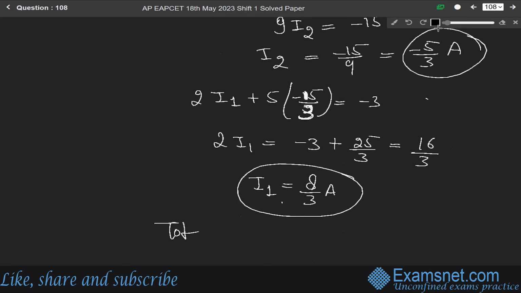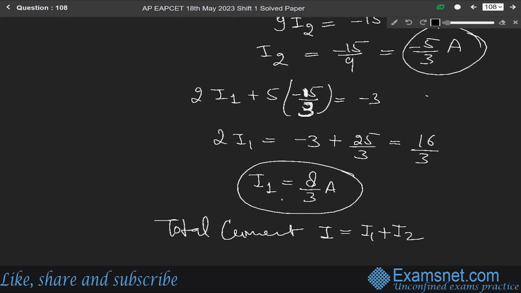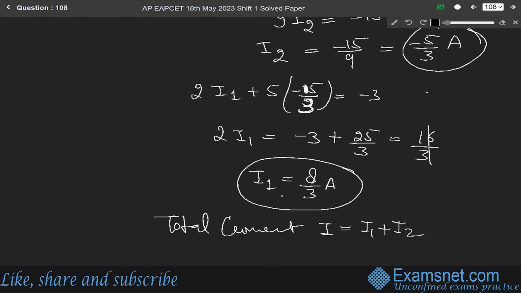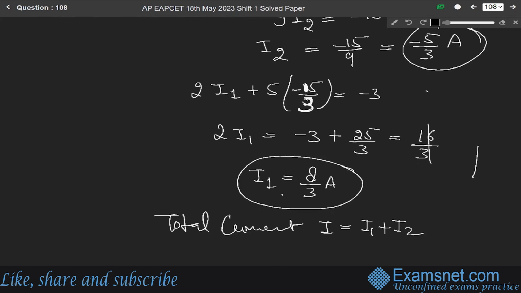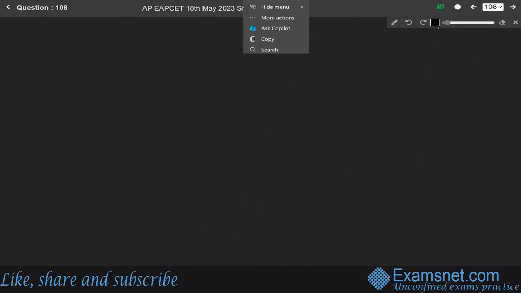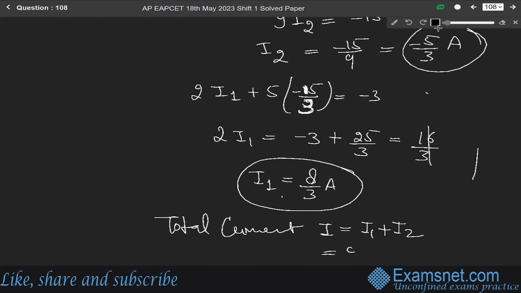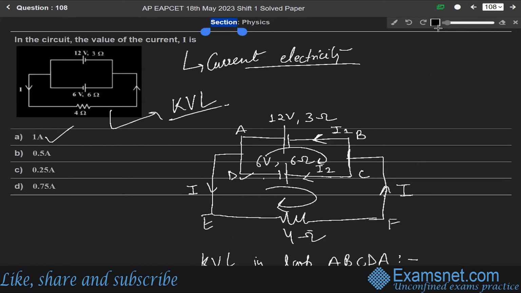So the total current in the circuit, I, is equal to I1 plus I2, means this 8 by 3 minus 5 by 3. It will be equal to 3 over 3, means 1 ampere. So the total current in the circuit is 1 ampere. So option A is the correct answer.